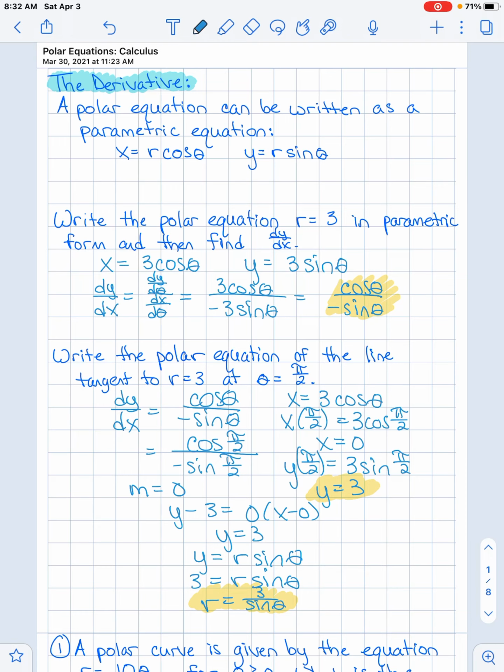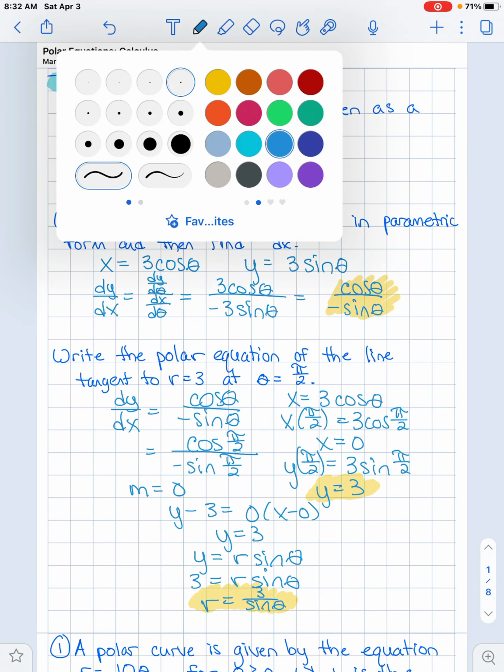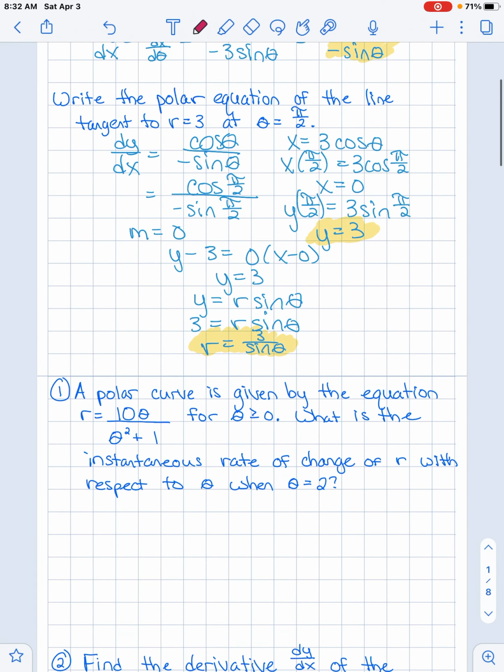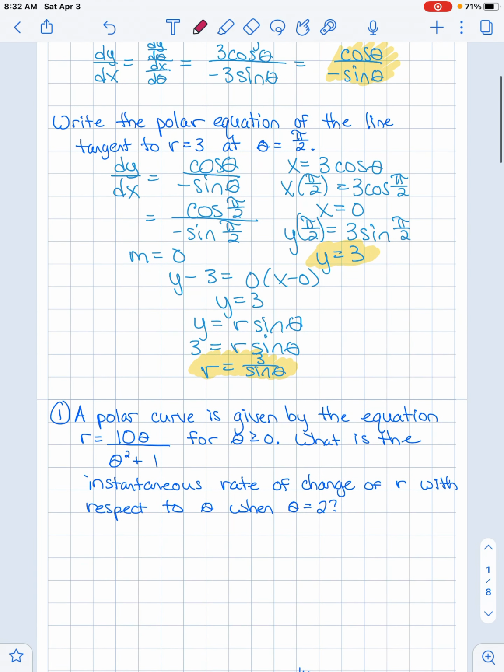Okay, let's try another example. I'm going to use a different color now because that one is bland. I'm going to just stop at this one.